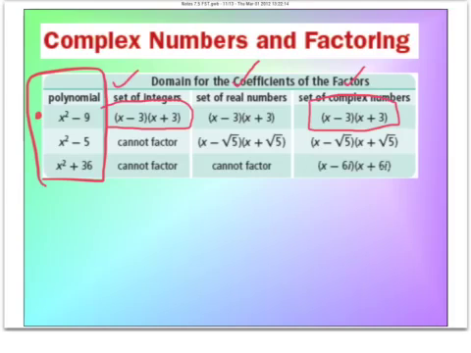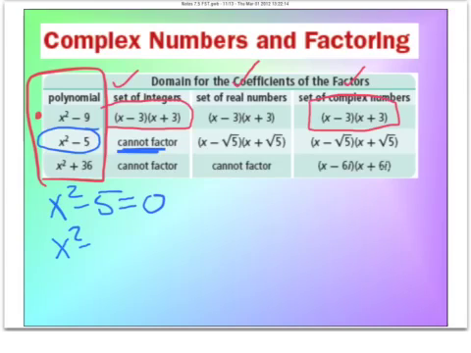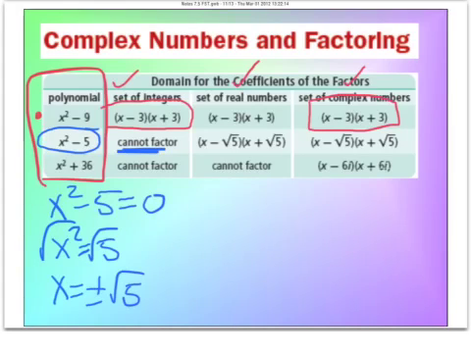Now this second one, x squared minus 5, it is not factorable, so it cannot be written with integers. But I can get the zeros of it and from there deduce the factors. The zeros of this, just set it equal to 0 and solve. The zeros are plus or minus the square root of 5. That's a real number. It's a decimal. So I can take those zeros and write them as real factors. Well, real numbers are also considered to be complex, so that's fine.